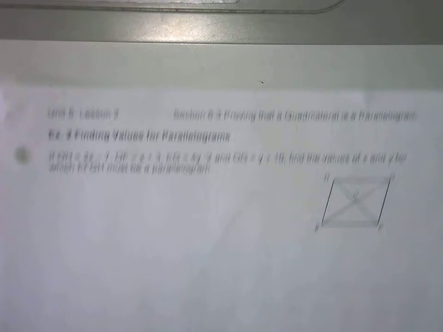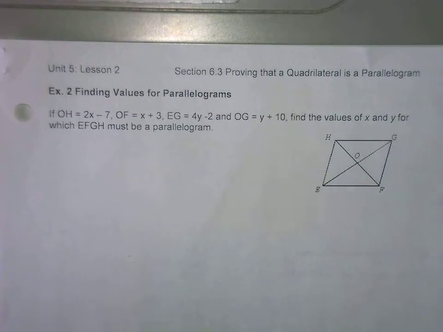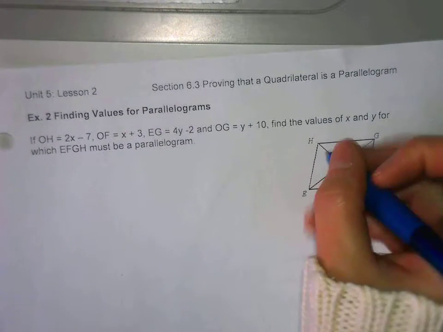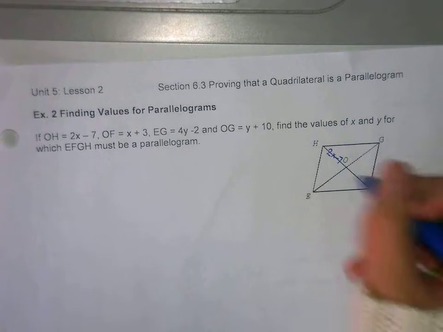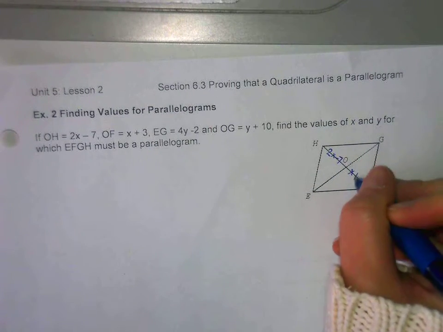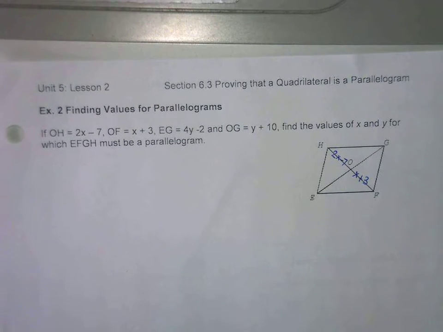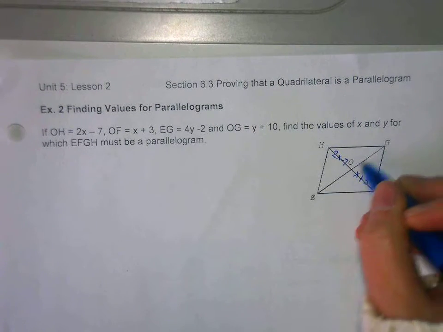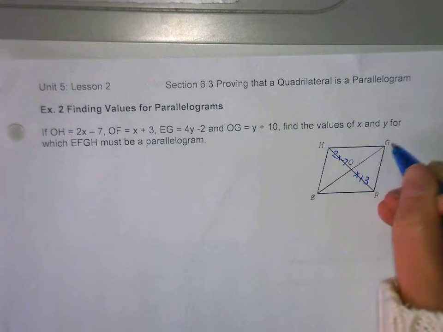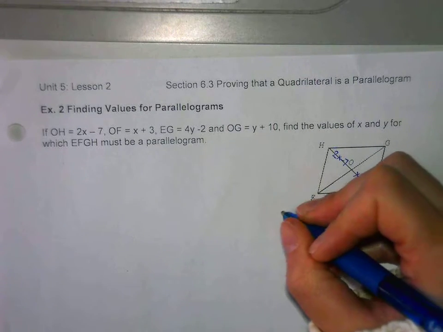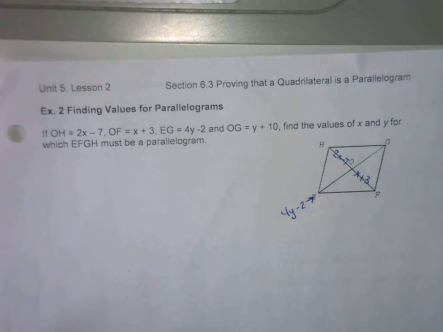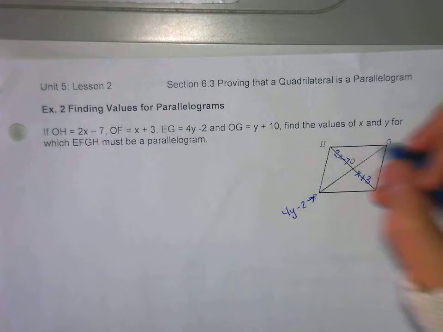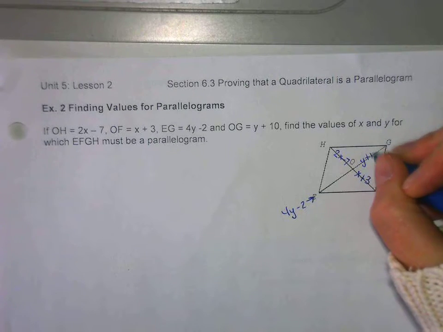Now for example 2, it says the length of OH is 2x minus 7. So this length right here is 2x minus 7. OF is x plus 3. Then it tells me the length of EG. So this whole diagonal from E to G, that is 4y minus 2. It's not the angle, that's the diagonal. And OG is y plus 10.